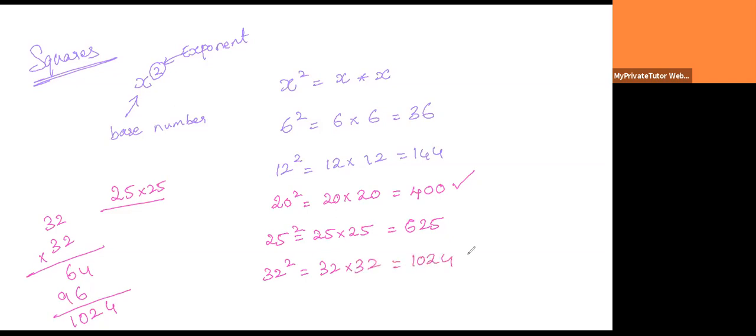So this is about finding the squares of a number. What about negative numbers? Okay, let me share the presentation for that.